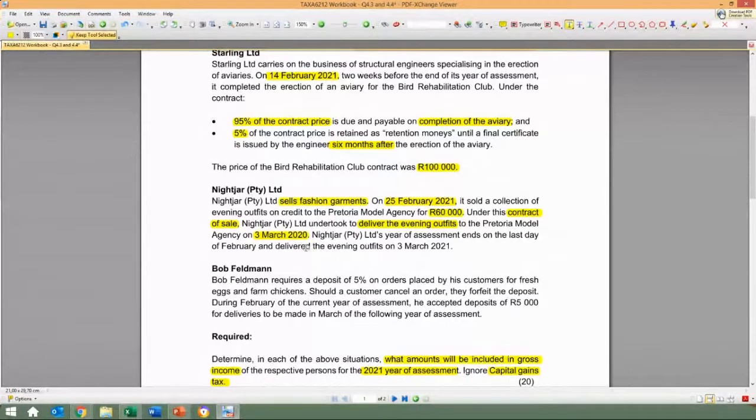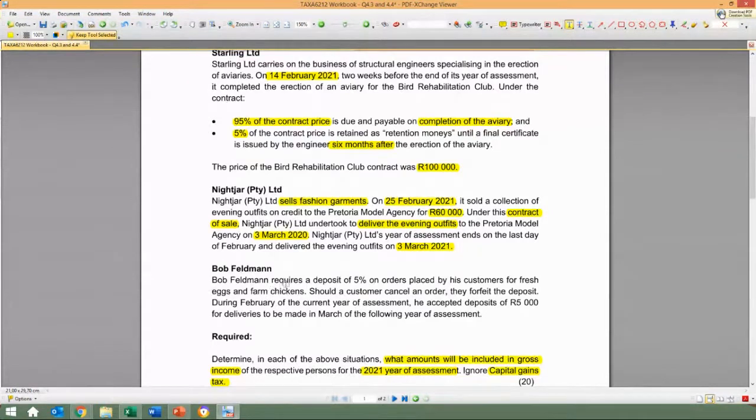2020. So it would be in, oh, I see there's two dates here. Okay, that's the error there. It should be 2021. So we would only account for it in the year of assessment starting 1st of March 2021 up to 28 Feb 2022, because we would have only met the condition in terms of the contract once we've done the physical delivery. So that means we would only be taxed on that 60,000 in the 2022 year of assessment.